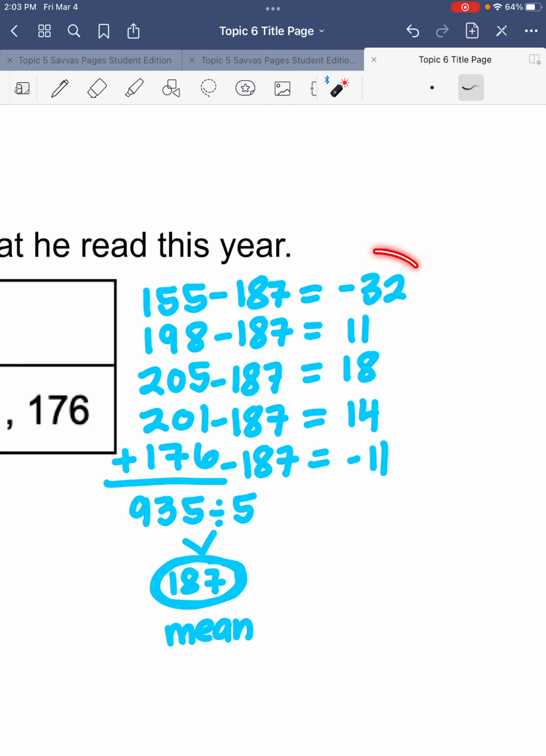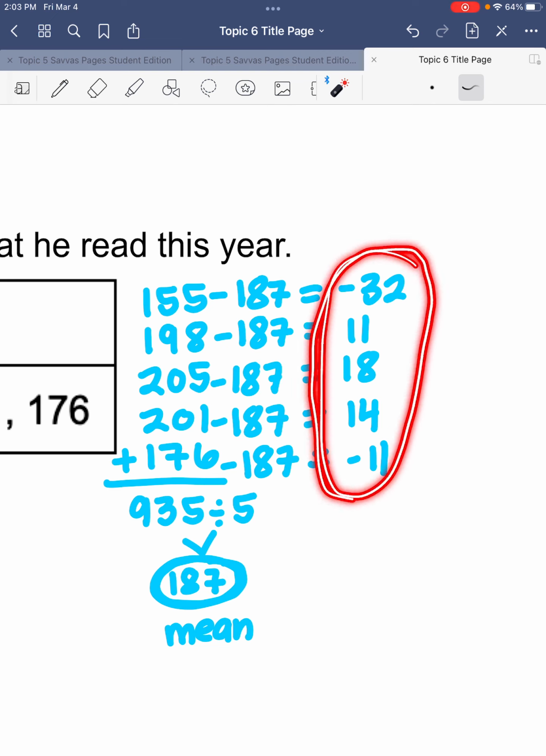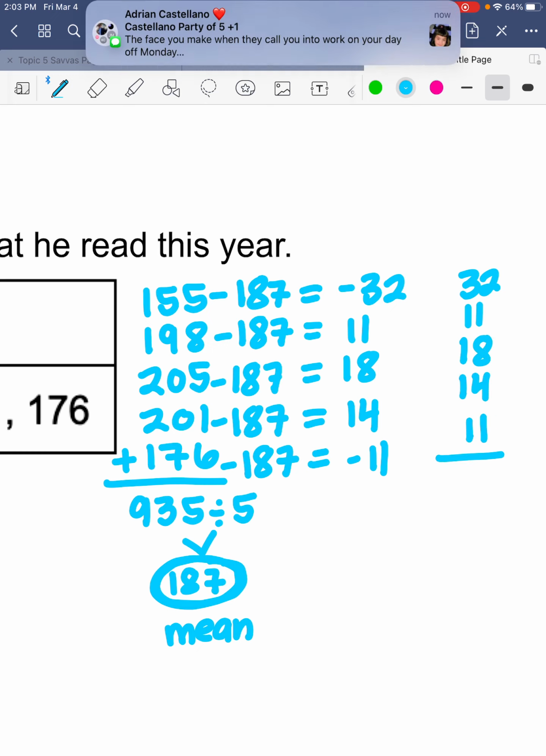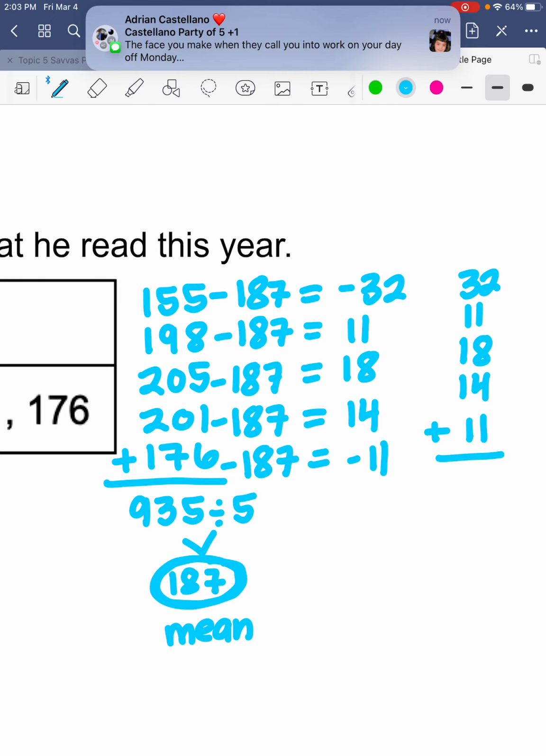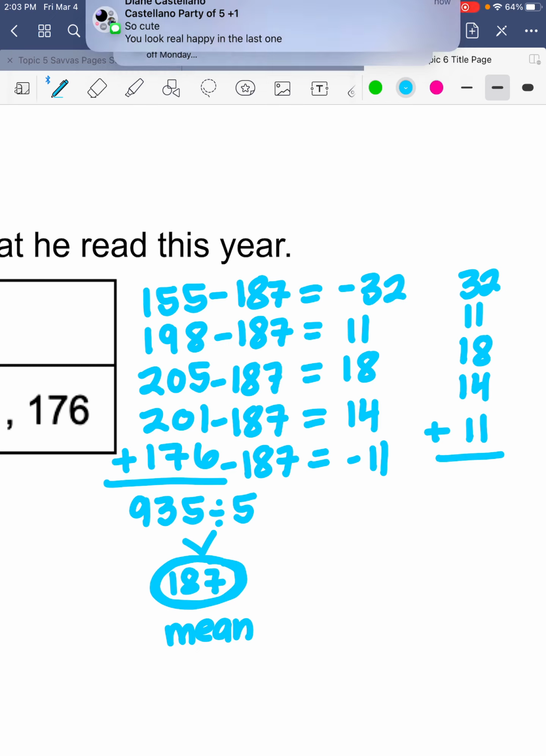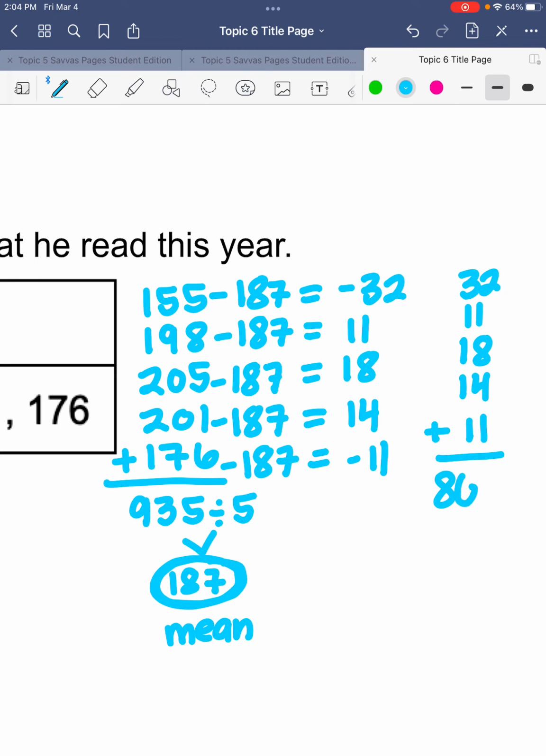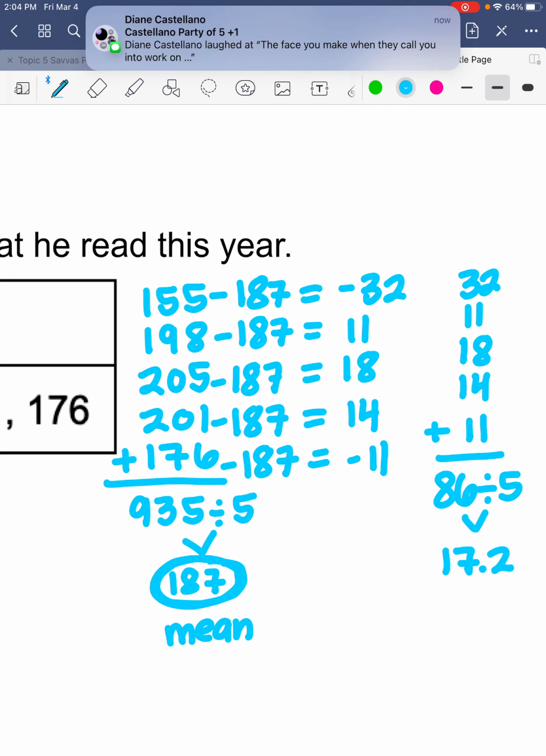So now I have new data right here. That's what I'm using from now on. Now, first thing I need to do, make them all positive. So 32, 11, 18, 14, and 11. I need to add all those up. So when I put those into my calculator, 32 plus 11 plus 18 plus 14 plus 11 is 86. And I need to divide that by the number of terms that I have, which is 5. 86 divided by 5 is 17.2.